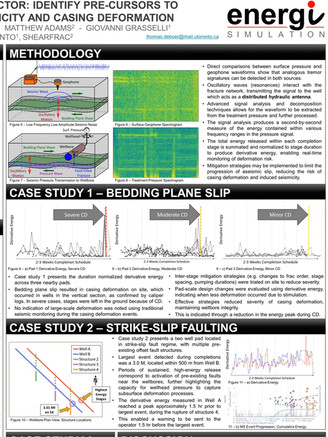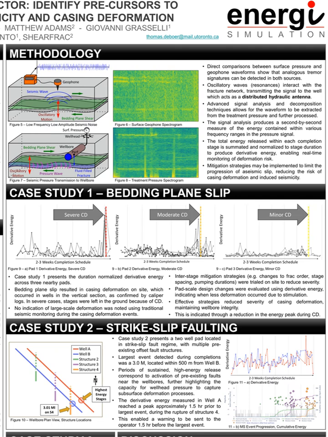This signal analysis technique produces a second-by-second measure of the resonant energy contained within the various frequency ranges of the pressure signal. The total energy released within each completion stage is summated and normalized to the duration of the stage to produce a metric called derivative energy, which enables us to monitor that deformation risk by assessing when and where these resonance signals are occurring.